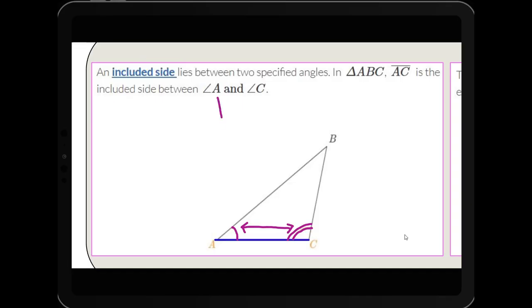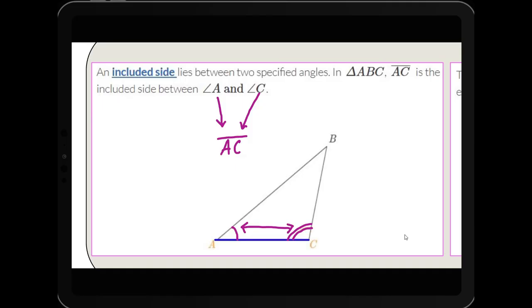It's interesting to note that it happens to be the segment with the endpoints A and C, right? So if the angles A and C are what you're looking at and you're trying to identify the included side between them, it's the segment whose endpoints are A and C in this case. So you can identify that right away just by observing the angles.